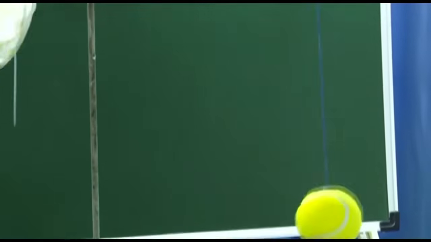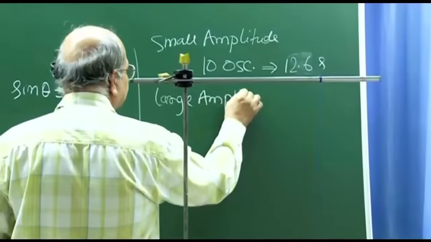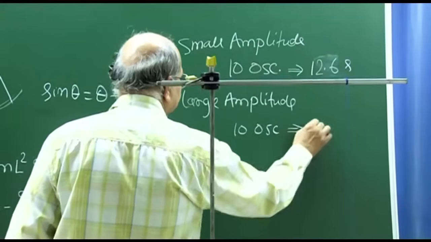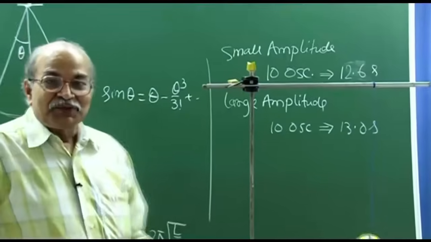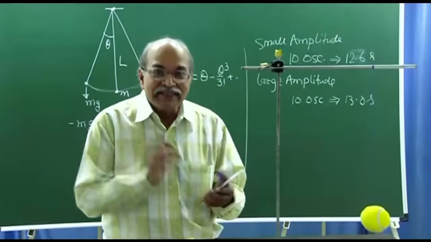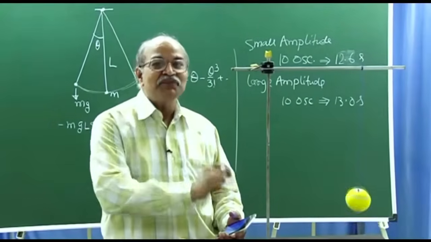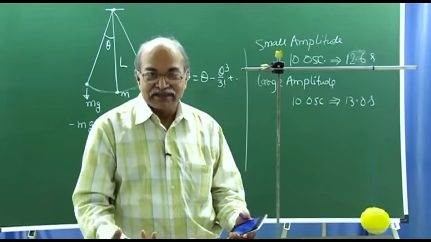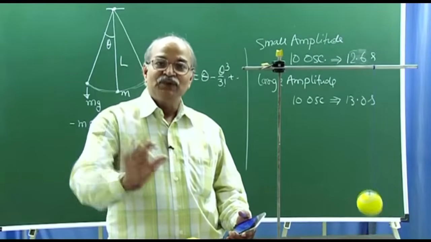So large amplitude, ten oscillations, 13.0 seconds. But you don't have to believe this data, because starting the stopwatch, stopping the stopwatch right at the time when this ball is at the extreme, that synchronization, all these things may involve errors, and those errors are typically of the order of 0.1, 0.2 seconds.